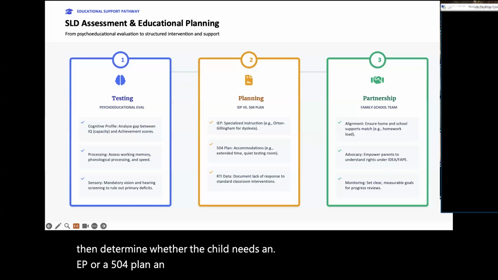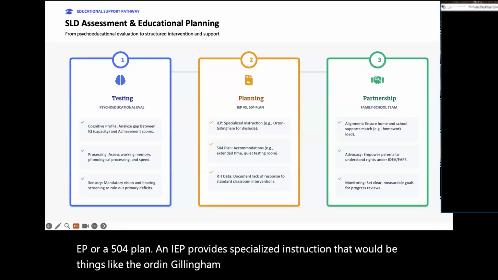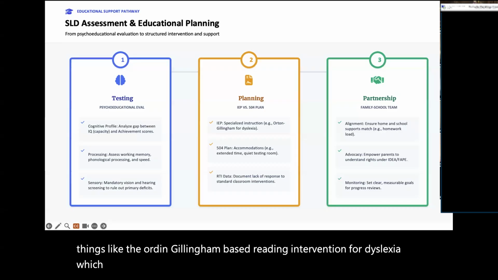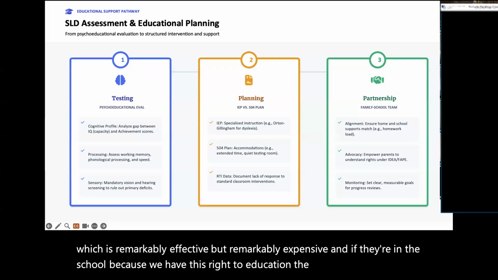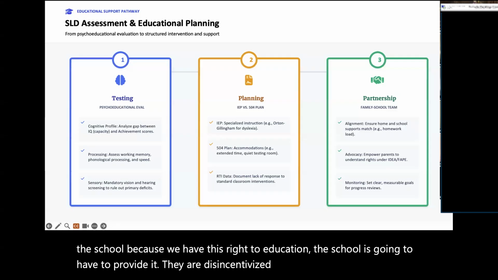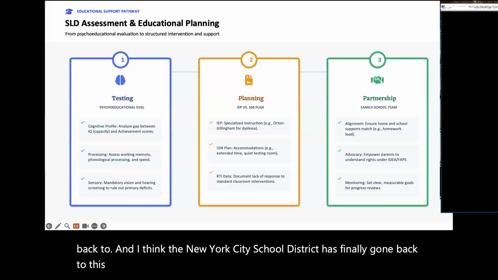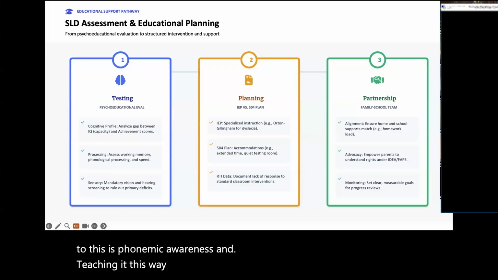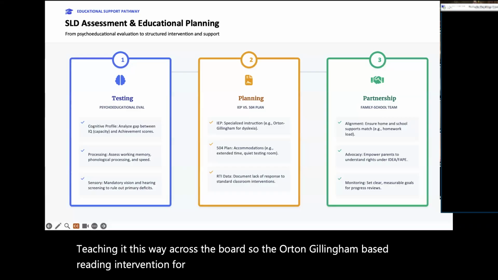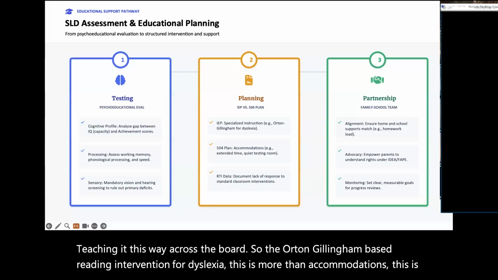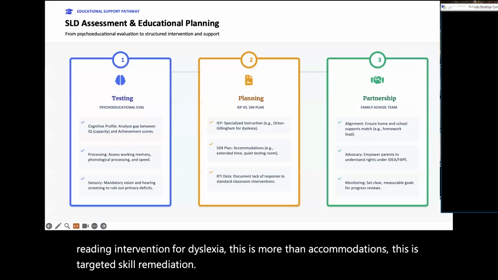An IEP provides specialized instruction. That would be things like the Orton-Gillingham-based reading intervention for dyslexia, which is remarkably effective, but remarkably expensive. And if they're in the school, because we have this right to education, the school's going to have to provide it. They are disincentivized to diagnose dyslexia. They'll say things like reading difficulty and the like, but really what they need to go back to, and I think the New York City School District has finally gone back to this, is phonemic awareness and teaching it this way across the board. So, the Orton-Gillingham-based reading intervention for dyslexia, this is more than accommodations. This is targeted skill remediation. A 504 plan, by contrast, is about access.